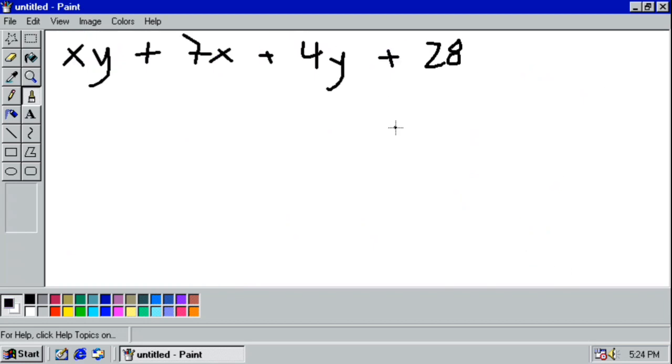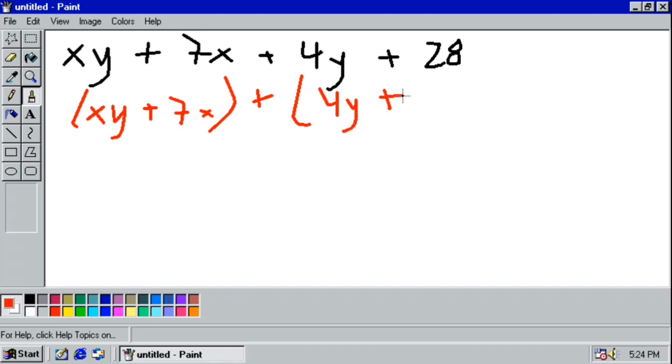Okay, now try this: xy plus 7x plus 4y plus 28. You can try this if you want to. Get the first two terms, which is xy and 7x, put them in parentheses, and then put the last two terms in another set.